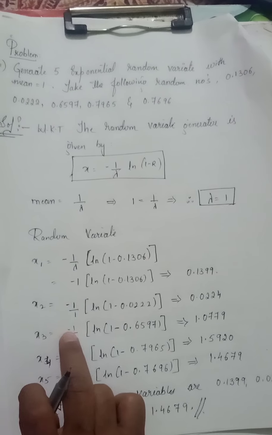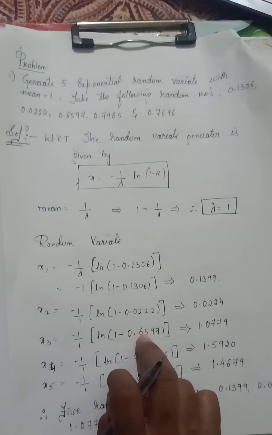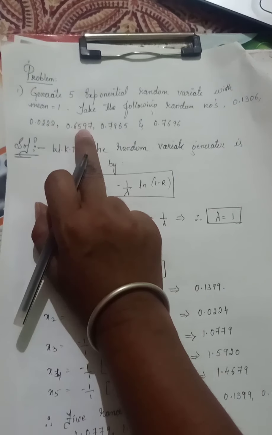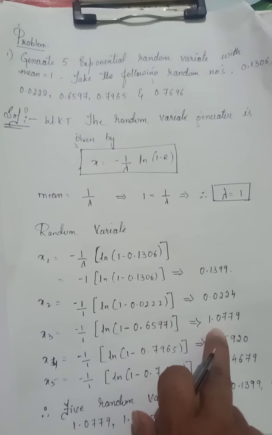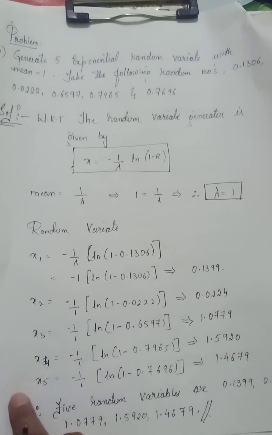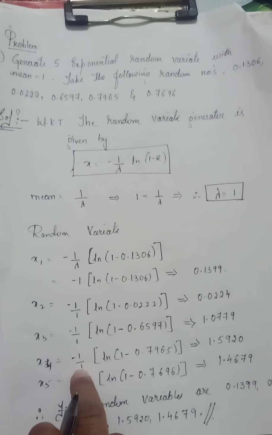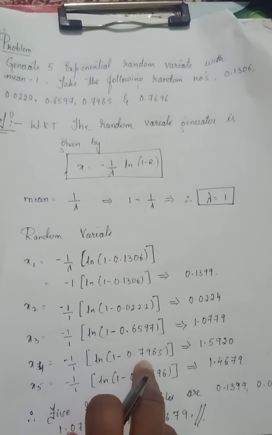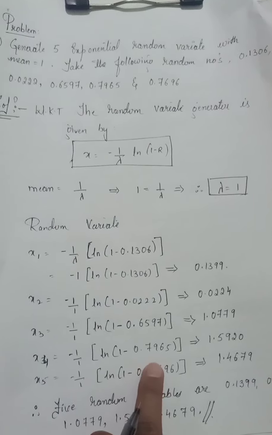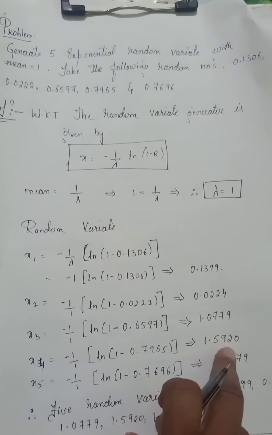Now what is the next random variate I have to generate? x3. Again minus 1 by 1 ln of 1 minus 0.6597, that is the third random number. If I substitute and solve it, I'll get 1.0779. Then x4 equals minus 1 by 1, the value of lambda being 1, ln of 1 minus the fourth random number, 0.7965. After substituting and solving, I will get 1.5920.